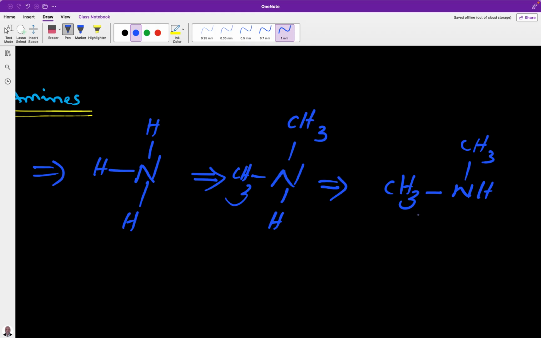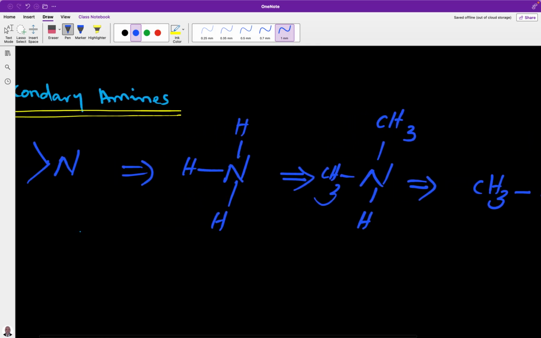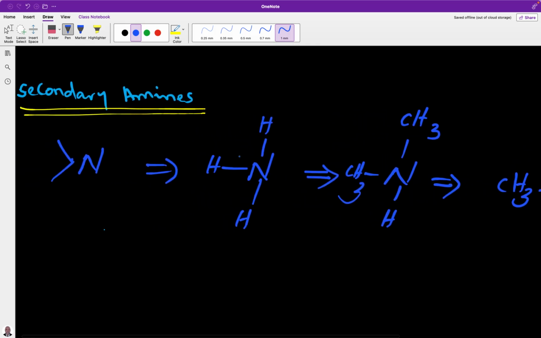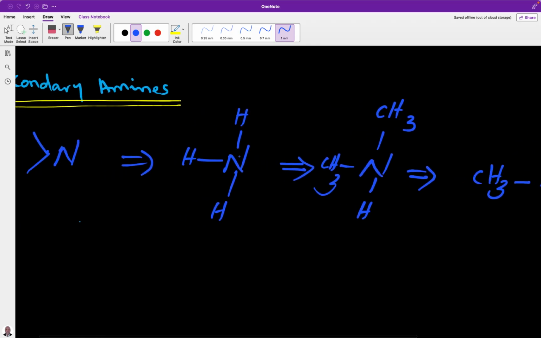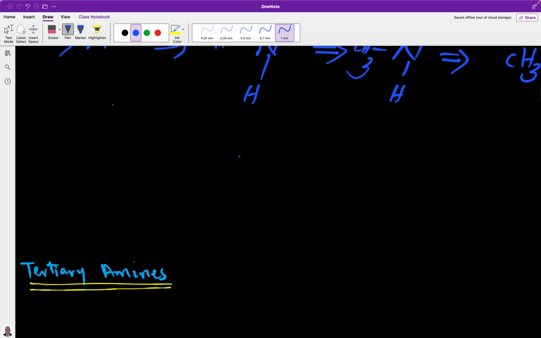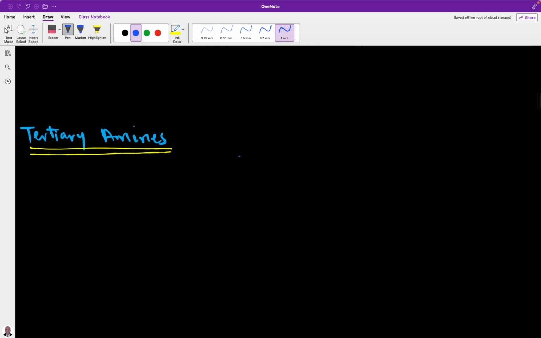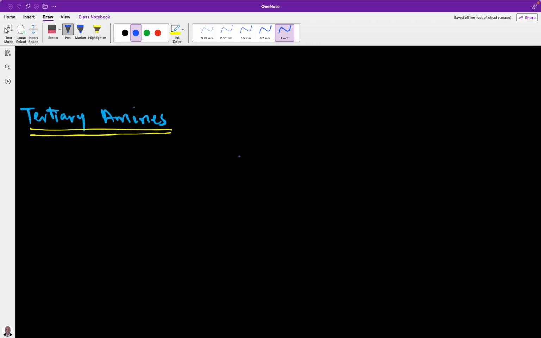In that case, we call them secondary amines. If three of the hydrogens are substituted, in that case, we are going to a tertiary amine, where three alkyl groups or aryl groups are now attached to the nitrogen atom. We now call it a tertiary amine, and that would, in this case, result in trimethylamine.